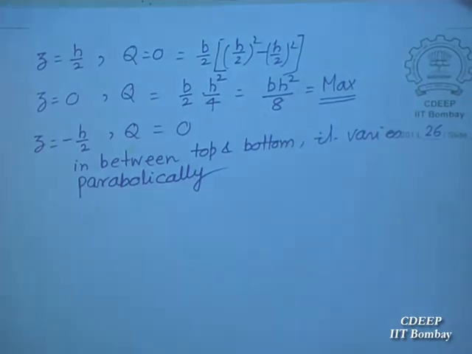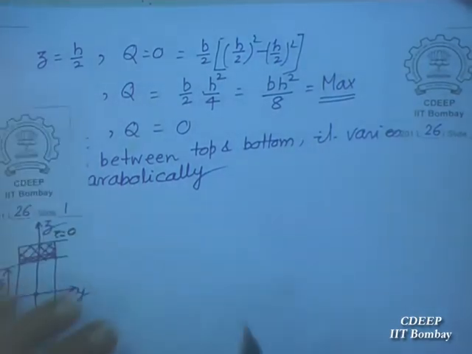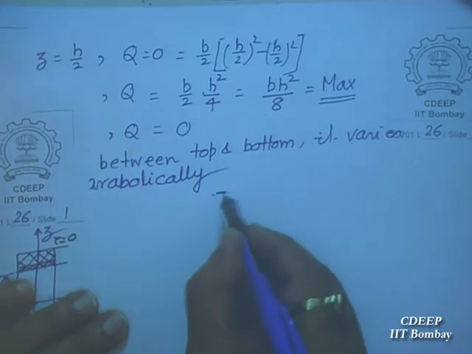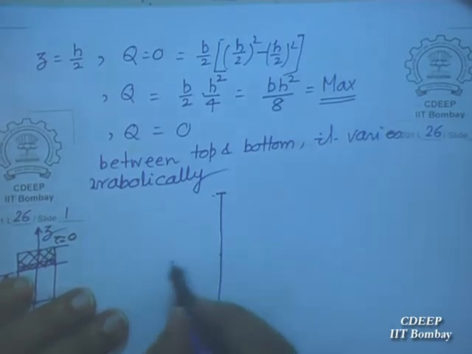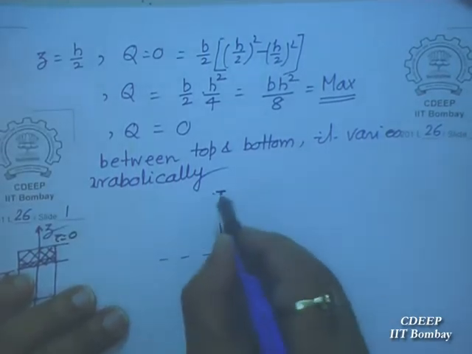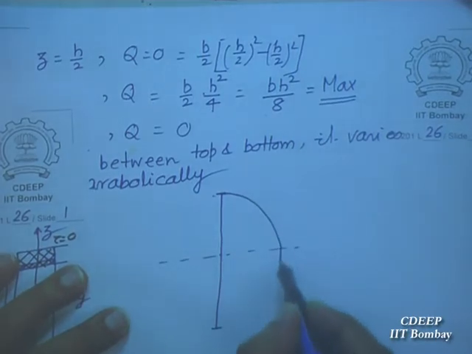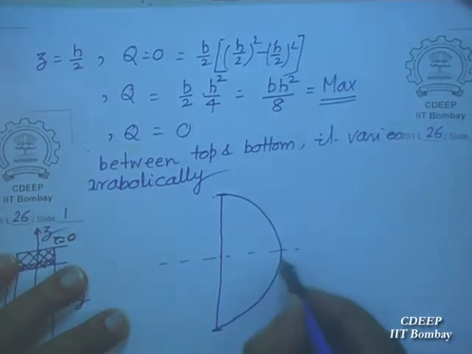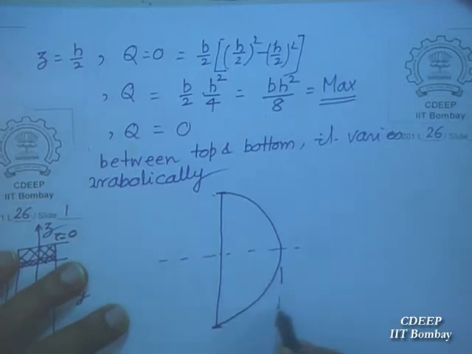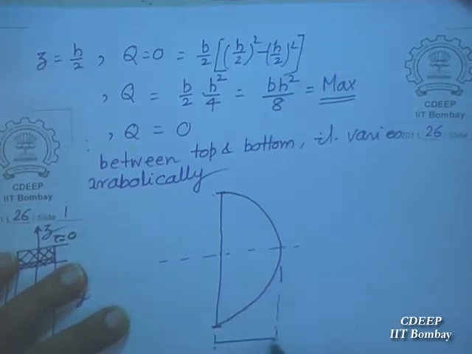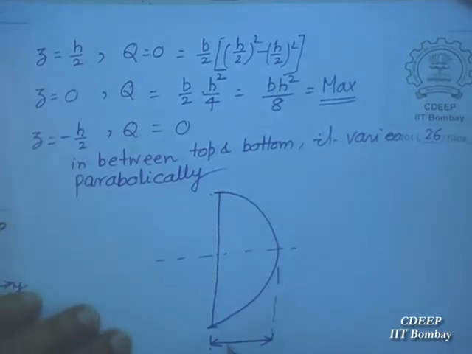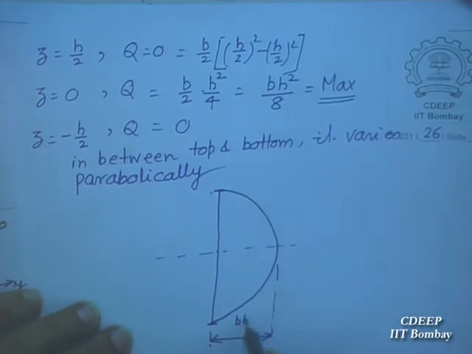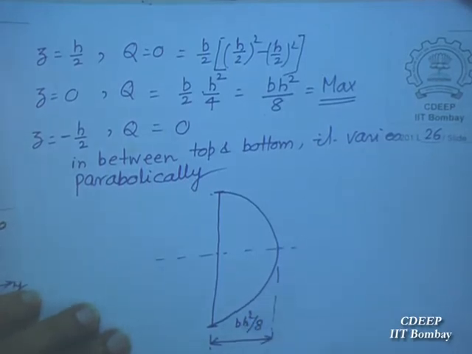What is the variation, by the way? So if this is the depth, top, bottom of the beam, this is the mid. So this is equal to BH. Yes, this is the top, this is the bottom.